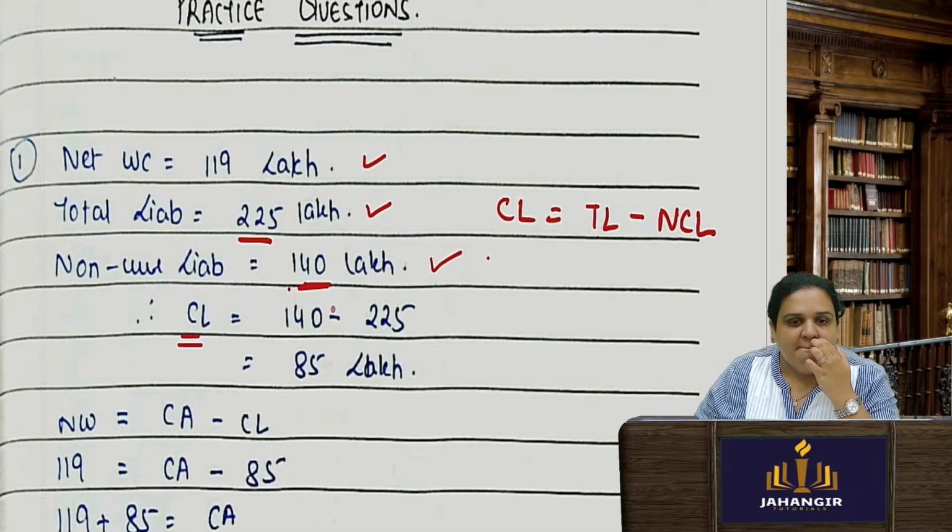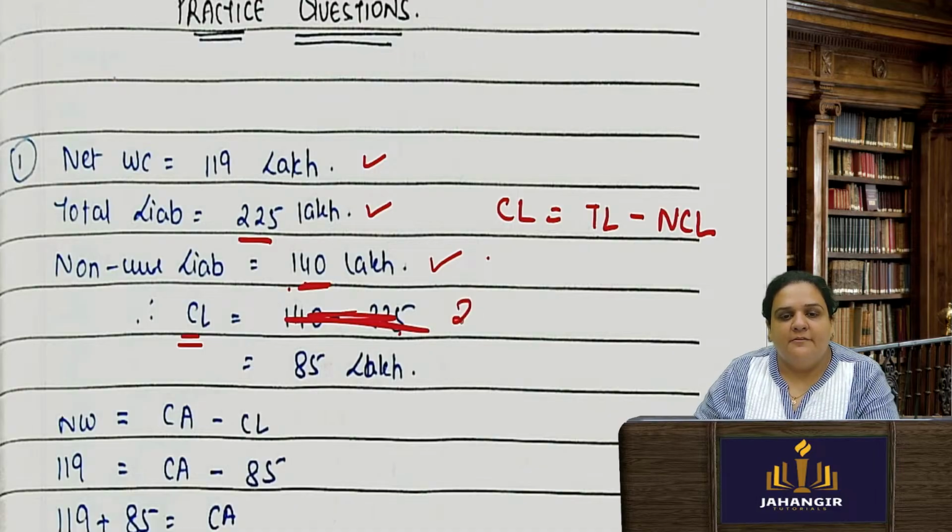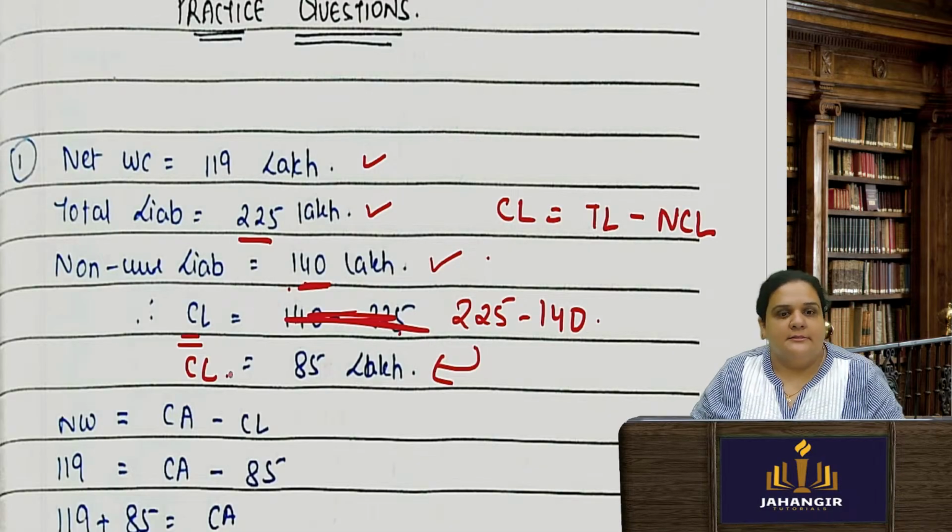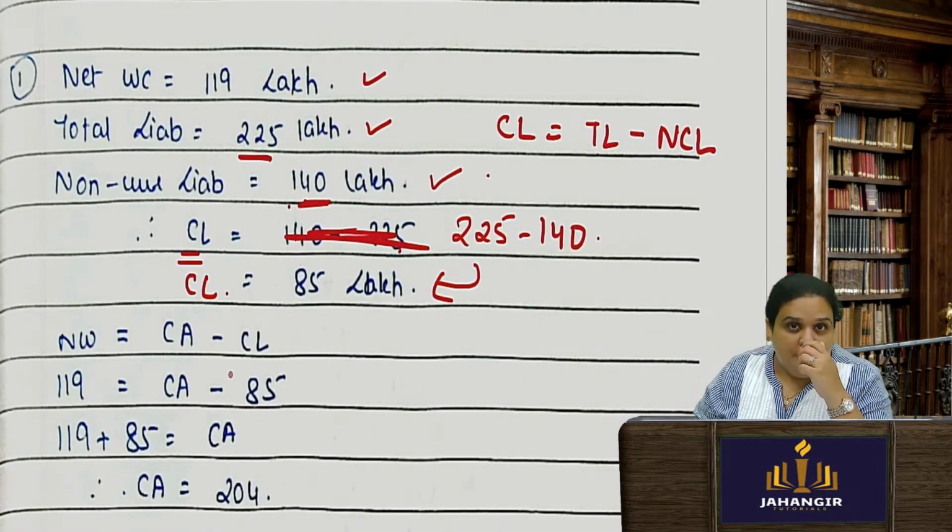Okay. So 140 minus... No, sorry. It has to be 225 lakhs minus 140. That will give you 85 lakhs. I got my current liabilities. Okay. Now they have given me my net working capital.